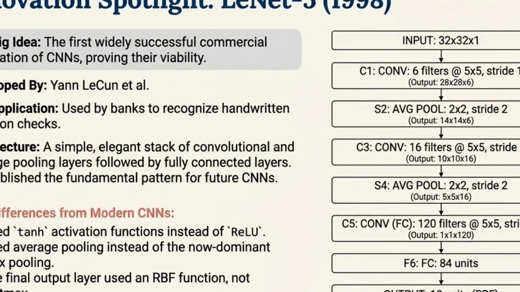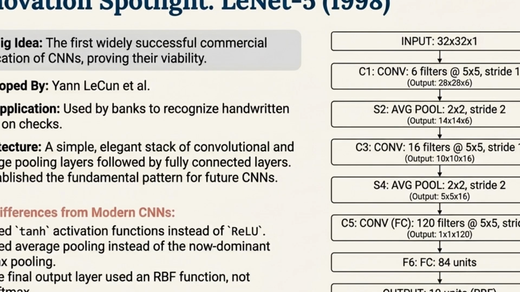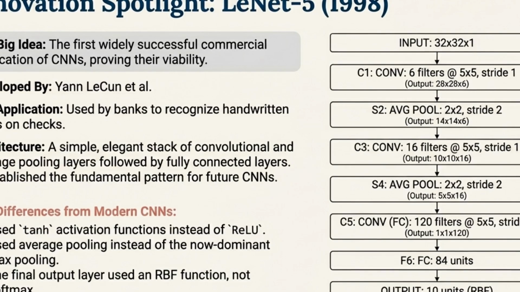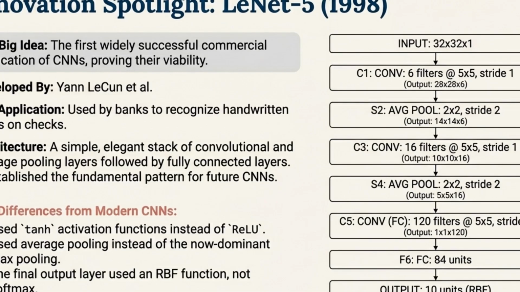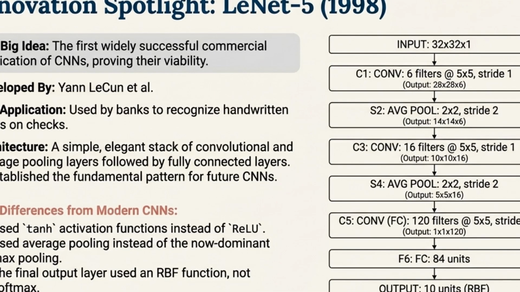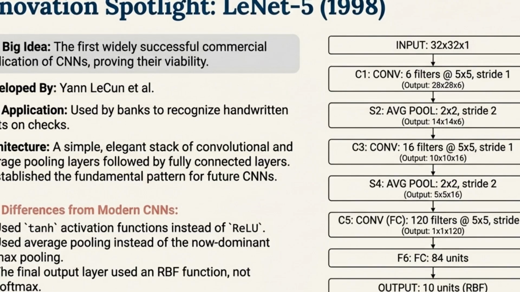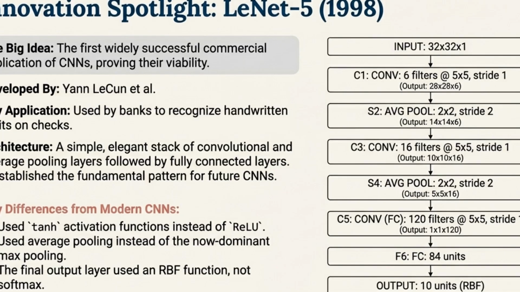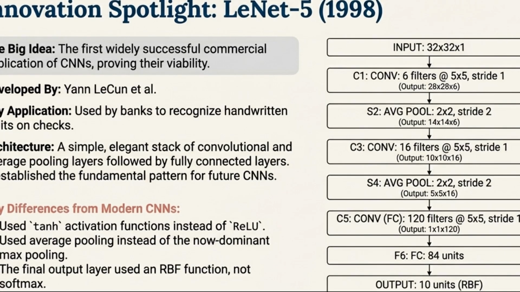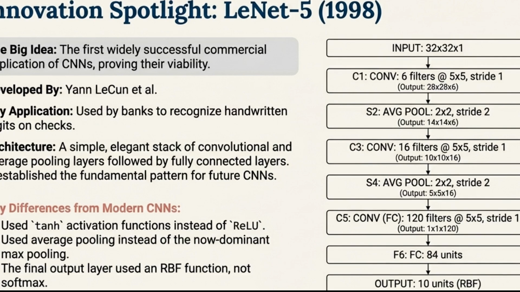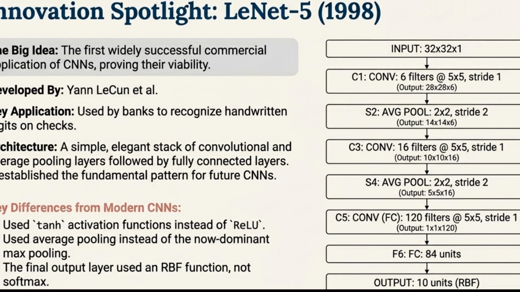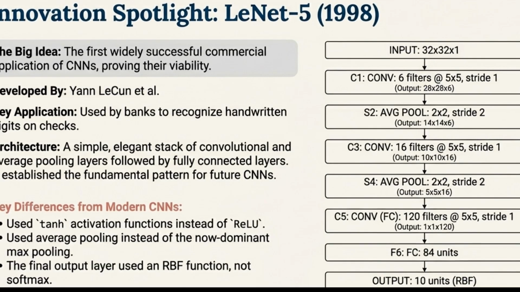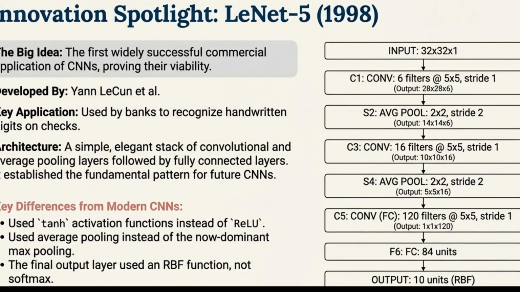Our historical tour begins not with the ImageNet explosion, but with the foundation, LeNet 5, developed by Yann LeCun and his colleagues in 1998. The big idea behind LeNet 5 was simple yet profound. It was the first widely successful commercial application of CNNs, proving that these networks were viable for real-world deployment. Its key application was recognizing handwritten digits on checks used by banks, a task it performed with high reliability. Architecturally, LeNet 5 established the fundamental, elegant pattern for future CNNs: a simple stack of convolutional layers, followed by average pooling, and culminating in fully connected layers for classification.